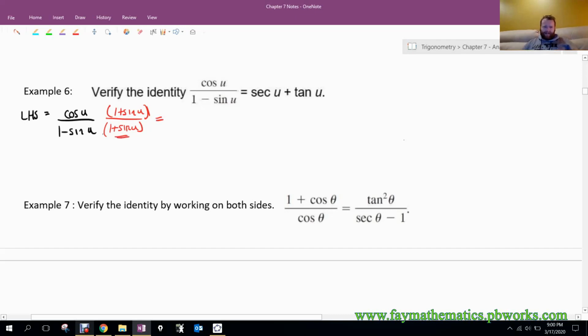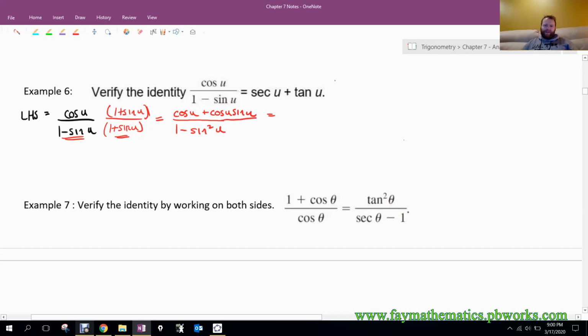But how does that and that relate? Hopefully it jogs your memory that those are conjugates. And when I multiply conjugates, the outer and inner terms cancel out when I FOIL. So I'm going to go 1 times 1, and then sine u times sine u. That's going to be negative in this case, so that's nice right there. When I multiply the top, it's going to be cosine of u plus cosine u sine u.